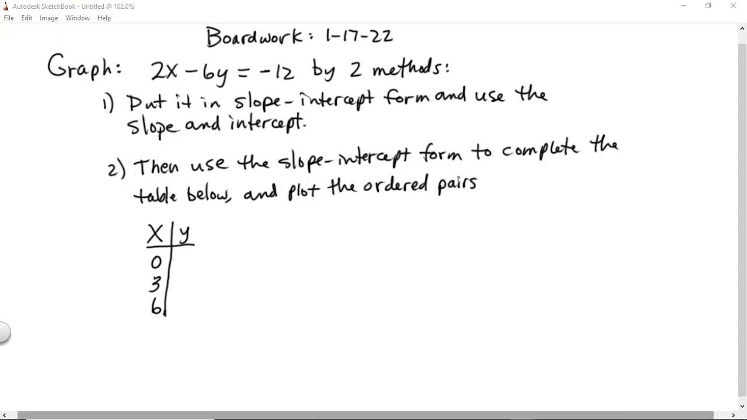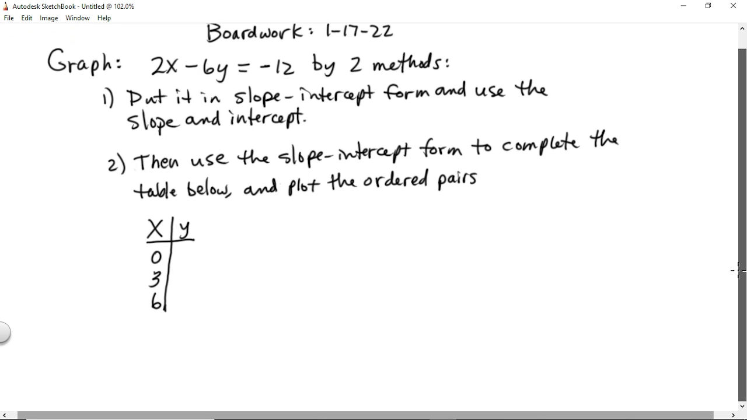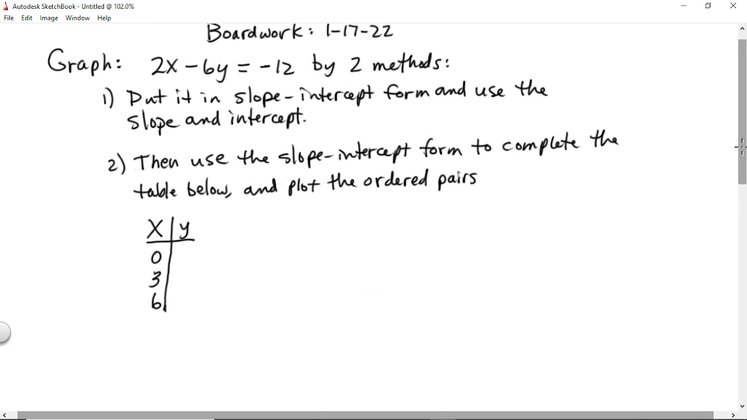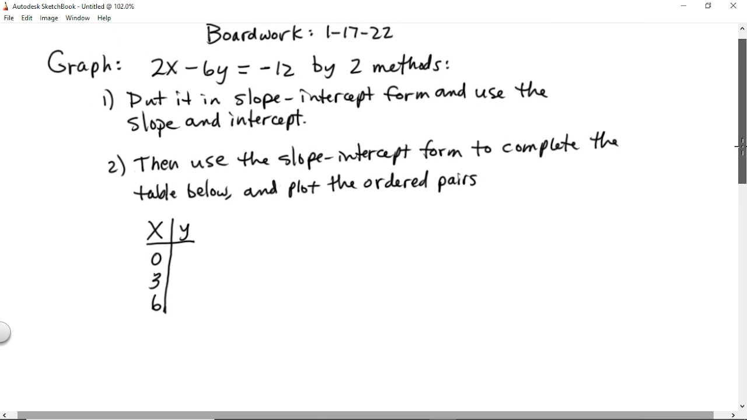Okay, we're back, so let's do this. First we're going to put this in slope-intercept form. I just realized I need to make this a little bit bigger. Give myself some room. Okay, so there's our equation. And we can always use some practice putting this in slope-intercept form, so I'll do that over here.